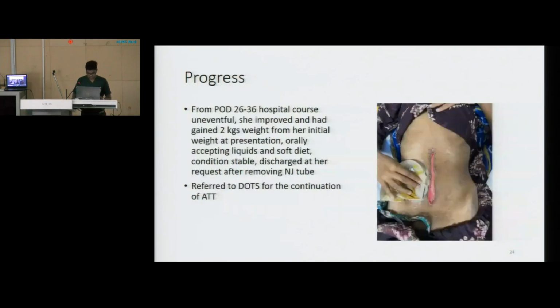From POD 26 to 36, the hospital course was uneventful. She improved and had gained 2 kgs of weight from her initial weight at presentation, orally accepting liquids and a soft diet, and the condition was stable. Later on POD 36, the patient was discharged at her request after removing the NG tube. The patient was referred to DOTS for continuation of ATT. On the right hand side, we can see the wound, which is healthy at discharge.